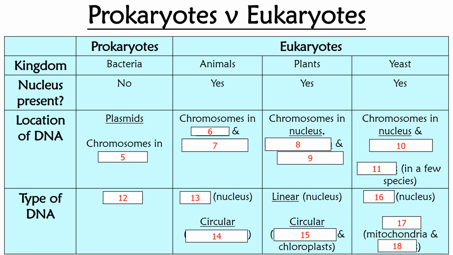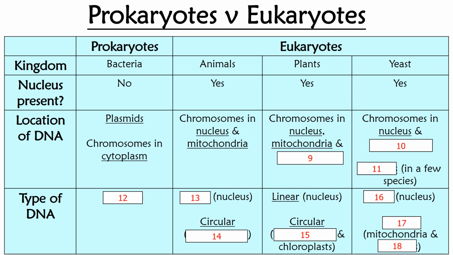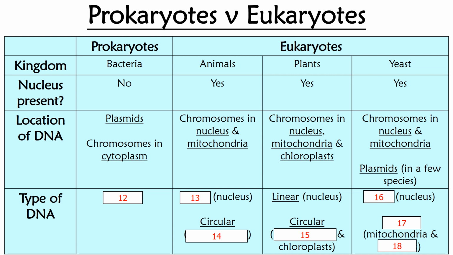The location of the DNA for prokaryotes: you've got plasmids first of all, but you've also got chromosomes, and they're in number 5, the cytoplasm. Animals, chromosomes in number 6, the nucleus, and 7, mitochondria. Plants, chromosomes in the nucleus, but also 8 and 9, mitochondria and chloroplasts, which can be the other way around. Yeast, like fungi, chromosomes in the nucleus and also in mitochondria, that's number 10. And in number 11, a few species of yeast have plasmids.